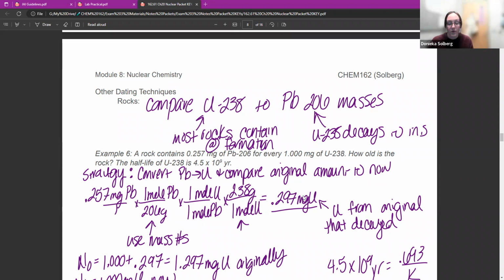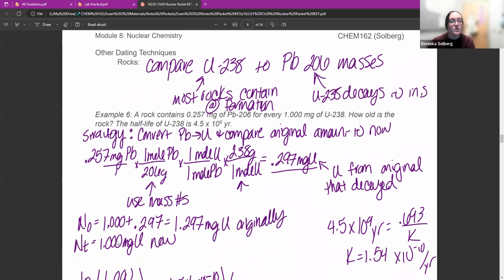Okay, at the time we're at now, that's how much uranium had been converted, right? Now it was originally uranium, right? And now it's lead. So originally, when this rock was formed, it had 0.297 milligrams of uranium plus the uranium that's still there. Okay, so the original amount of uranium is actually 1.27 milligrams of uranium. Currently, it has 1 milligram of uranium. Okay, so this is what it started with. This is where I'm at now.